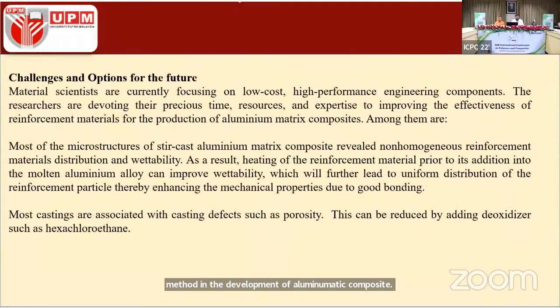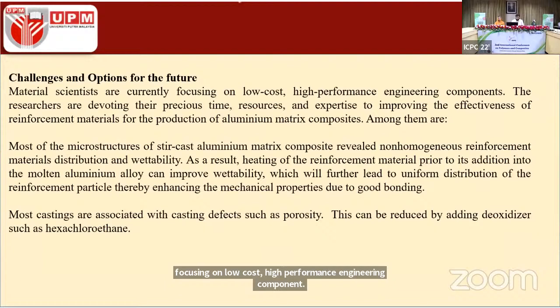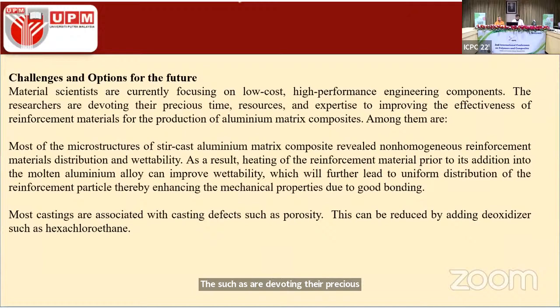Okay, the challenges and options for the future. Material scientists are currently focusing on low cost, high performance engineering components. The researchers are devoting their precious time, resources and expertise to improve the effectiveness of reinforcement material for the production of aluminium matrix composites. Among them, most of the microstructure of stir cast aluminium matrix composite reveals non-homogeneous reinforcement material distribution and wettability.